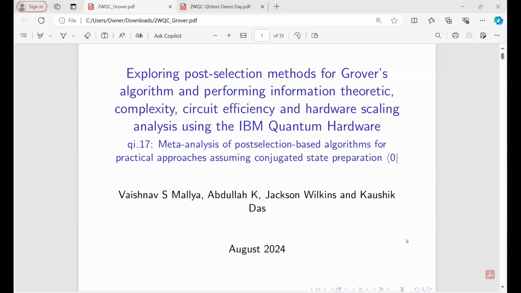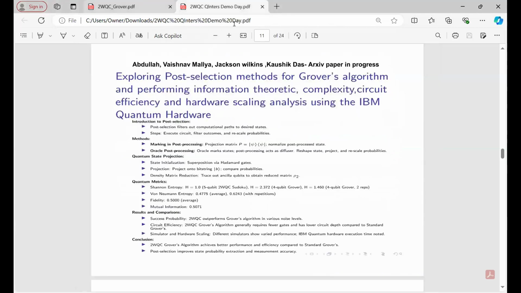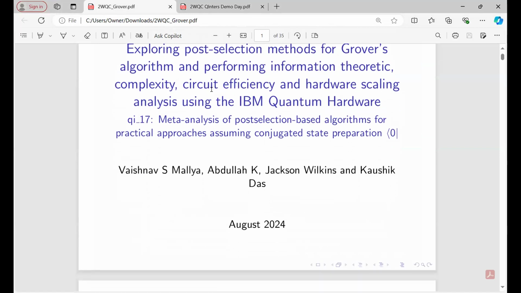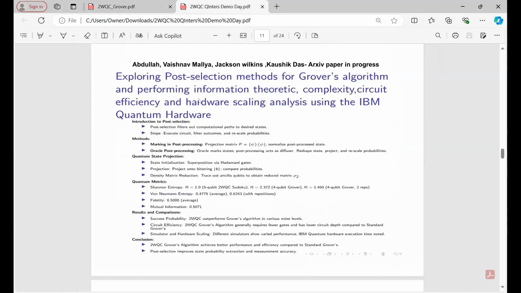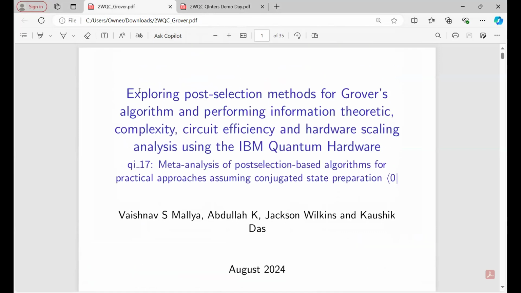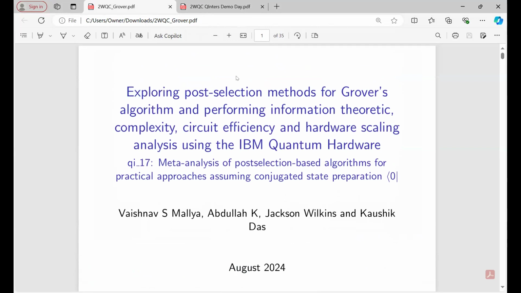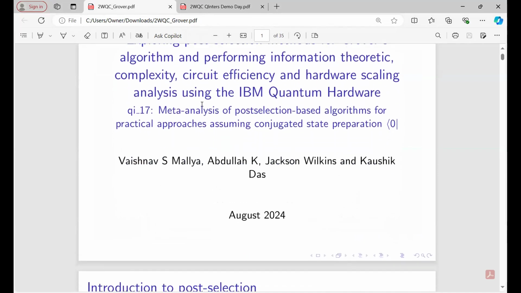So basically, we have 2 different parts of the presentation. One is right here, which is more of a summary page, and one is our main presentation, so I'll be referencing both. This one is more of a skim, and this one is results based. Our topic was exploring post-selection methods for Grover's algorithm, performing information theoretic analysis, complexity, and circuit efficiency and hardware scaling using the IBM quantum hardware, by Vaishnav, Abdullah, Jackson, and Kaushik.